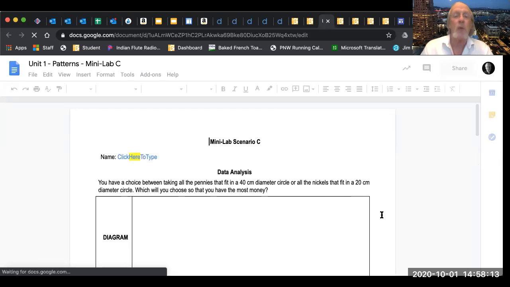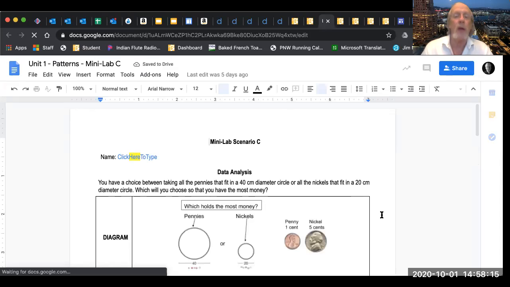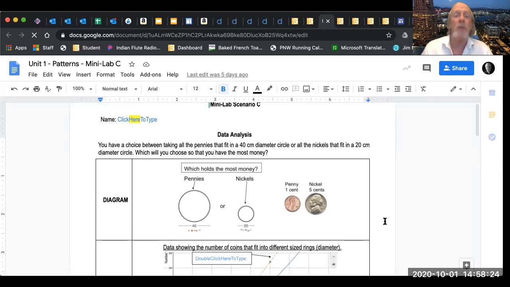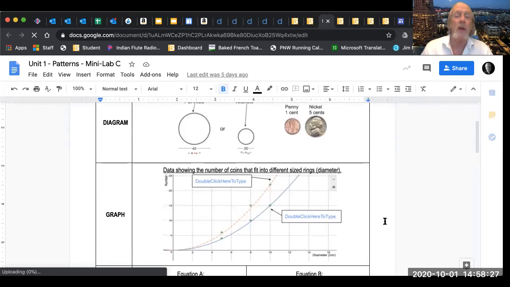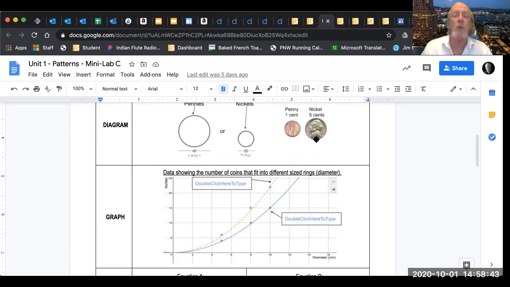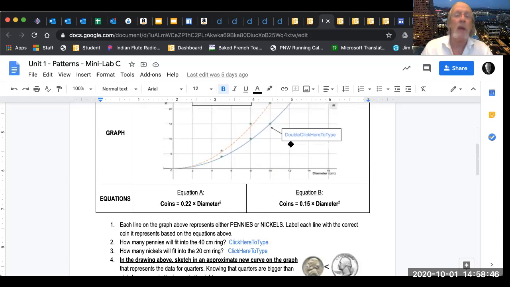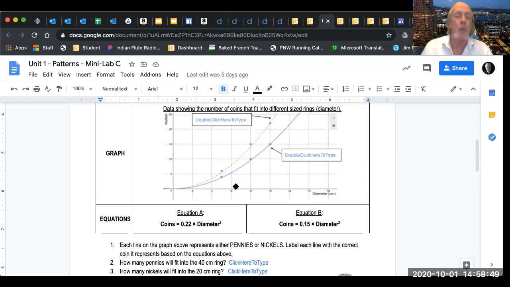All right, so this first one asks you about whether you would get more money if you took the pennies that fit in a 40-centimeter circle or nickels that fit in a 20-centimeter circle. So the first thing that we did was we said, okay, we're going to set up a bunch of circles of different diameters, and then we're going to put pennies and nickels into those circles and count the number that fit. And we came up with two different graphs, as you'd expect, because we have two different size coins. Based on best fit, we said we have two equations. This is the first one, this is the second one.